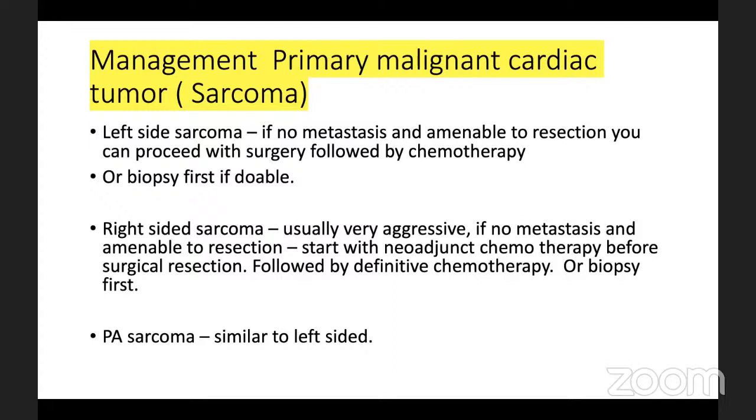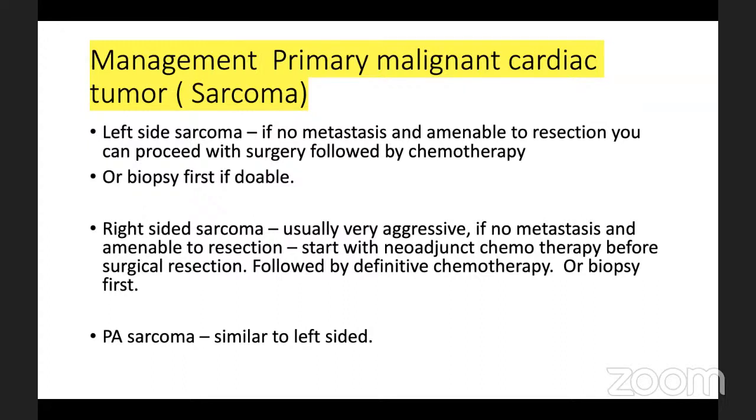If there is no metastasis, and we decided from the CT and MRI that this sarcoma is amenable to resection, usually we send the patient for neoadjuvant chemotherapy first, and then we monitor the mass. Usually they respond and they will shrink, and after that we send the patient for surgery for resection, followed by definitive chemotherapy. Okay, PA sarcoma is similar to the left side. We can proceed to surgery if there is no metastasis and they are amenable to resection. Any questions about how you manage primary malignant cardiac tumor?